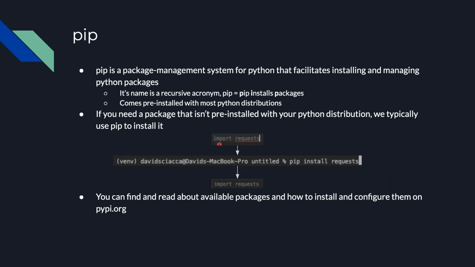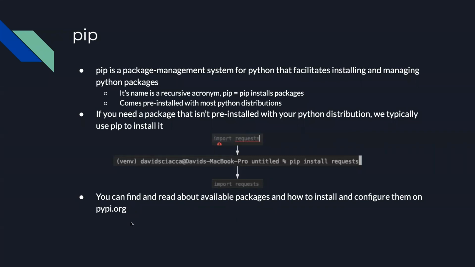But yeah, you can find and read about available packages and how to install and configure them on PyPI.org. So if you want to see if there's a package out there, check out PyPI.org. It's got a search functionality for finding packages, and it'll tell you exactly the line of code you need to use to import or to install it. Oftentimes there will be some documentation on generally how to use the package. They don't get super in depth on how to use that package on PyPI. Some do, but it'll generally tell you what the package is, how to install it, and how to import it. Cool.